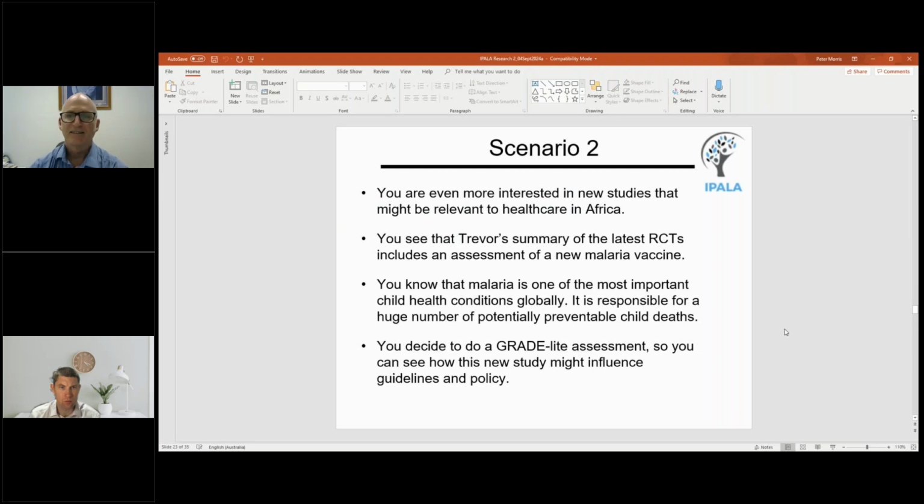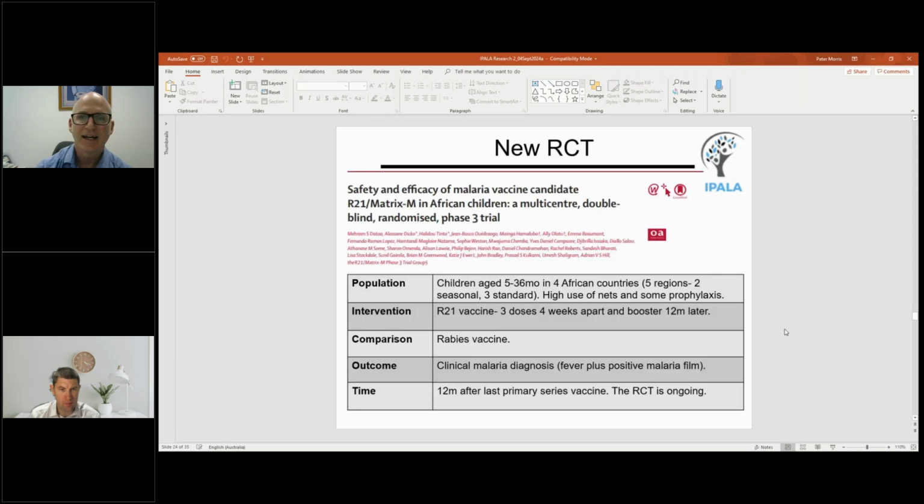This is a much larger study. So this year we've seen the publication of a randomized trial of a new malaria vaccine. We know that malaria is one of the most important child health conditions globally, and it's responsible for a huge number of potentially preventable deaths. So let's look at this one and use the GRADE approach to consider the evidence.